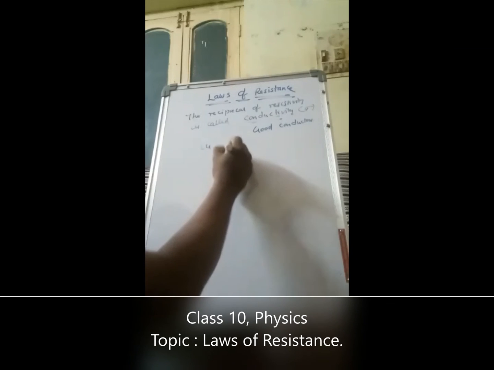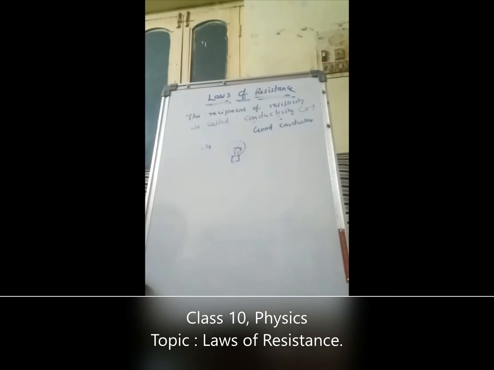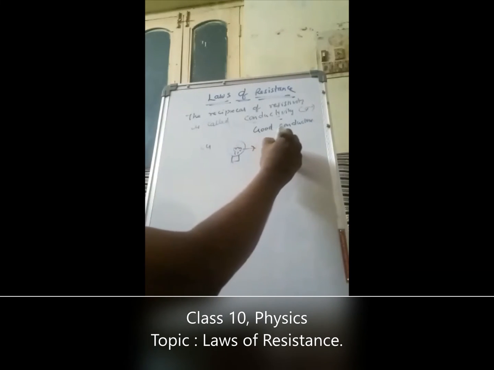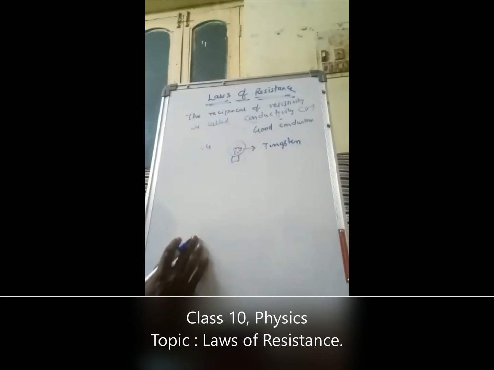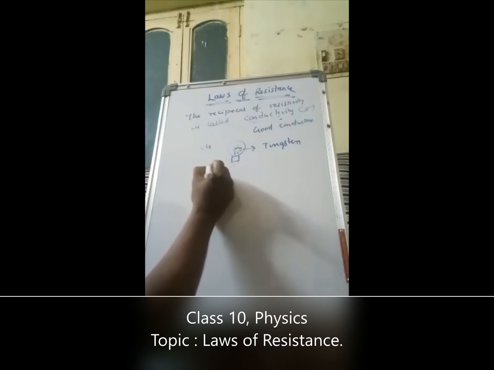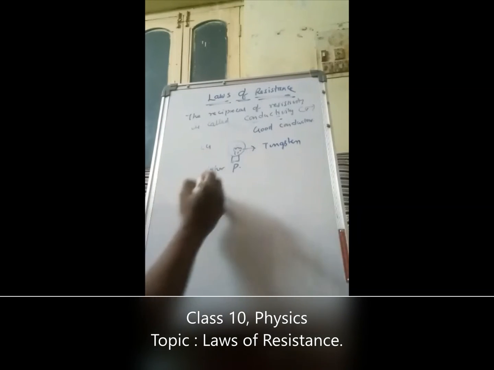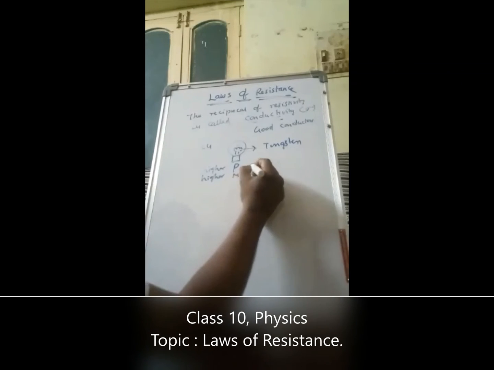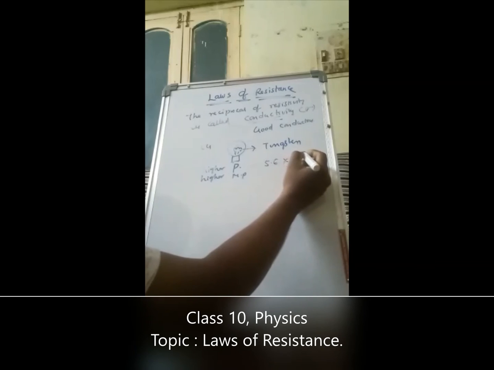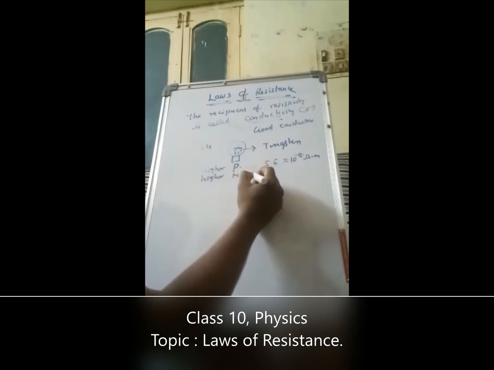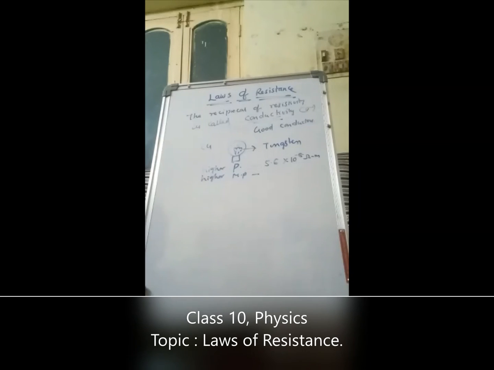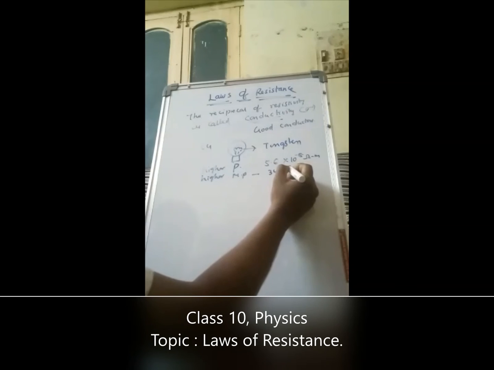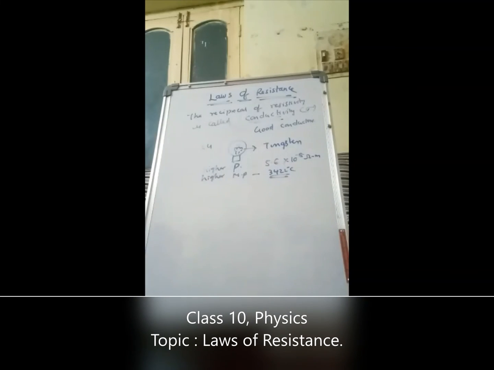You know that there will be a filament in the bulbs. If you take a bulb like this, there is a filament. So this filament is made up of tungsten. Why is it made up of tungsten? Because it has higher resistivity and higher melting point. The resistivity of tungsten is 5.6 into 10 power minus 8 ohm meter, and it has a very high melting point of 3422 degrees centigrade. So because of these two qualities, tungsten is used as a filament in electrical bulbs.